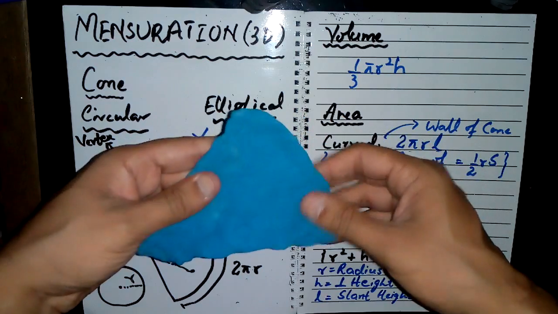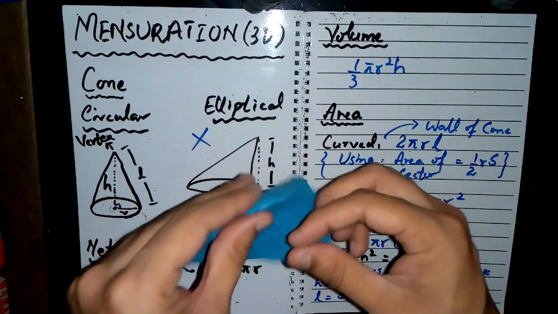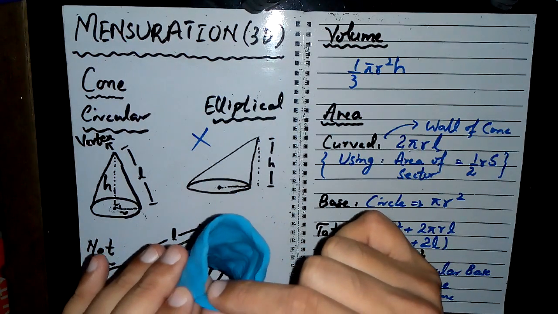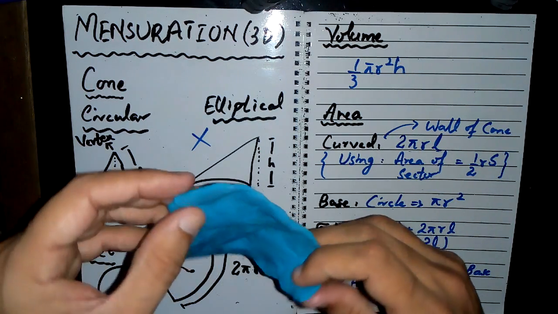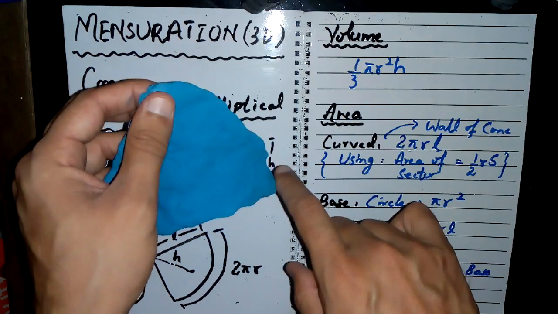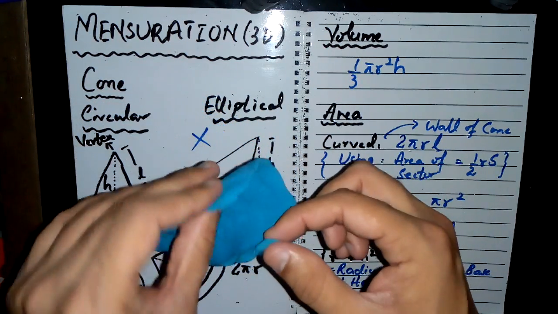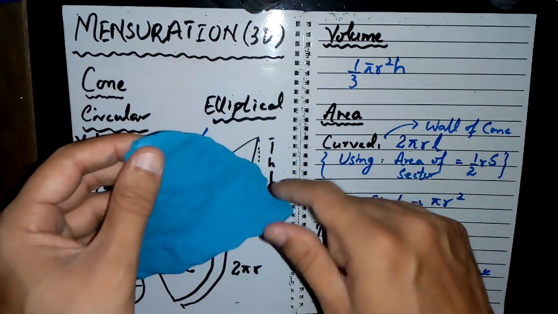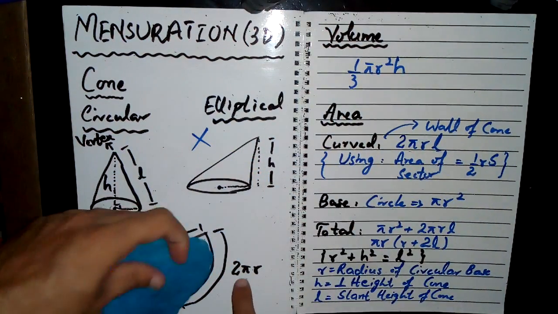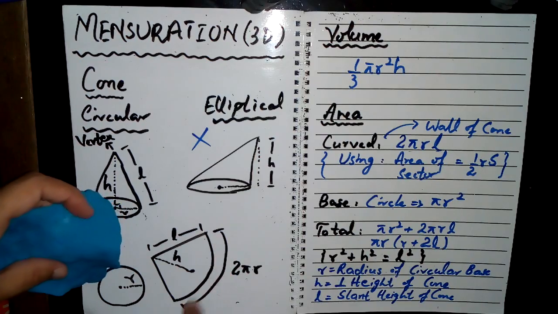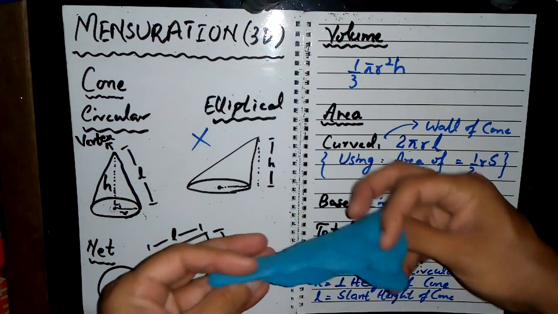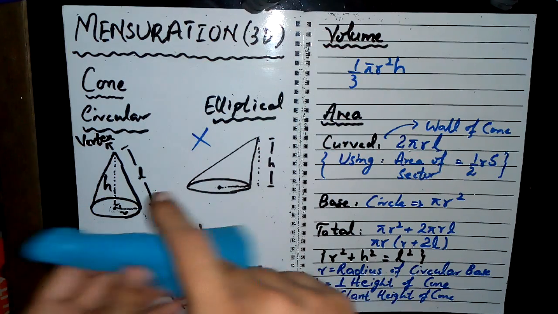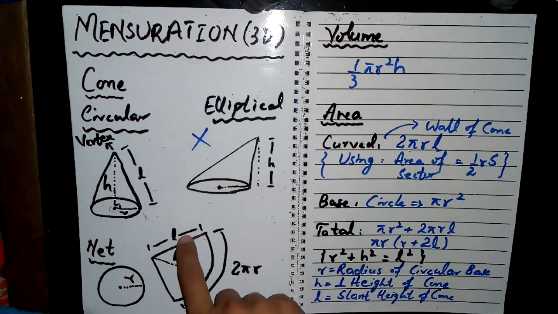So it becomes a part of a circle, in which this was the base of the cone, that was a circle. First of all, this arc length becomes the base of the cone. This arc length becomes 2 pi r, that is the circumference of the base of the cone, while this was your slant height. So this is now small l.